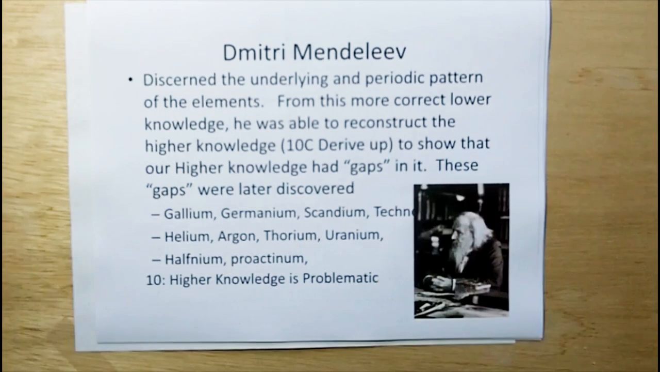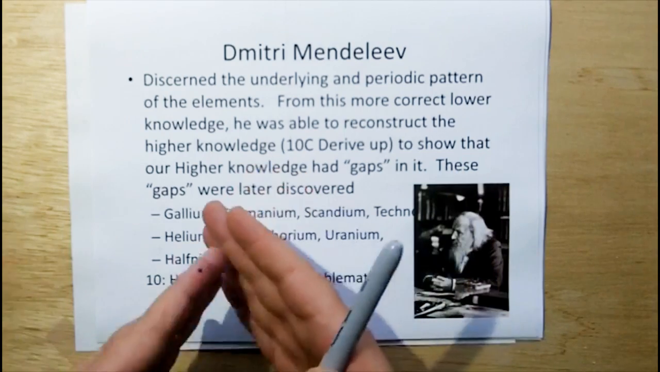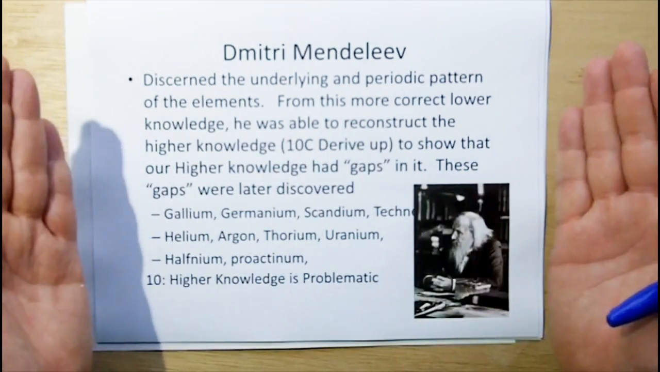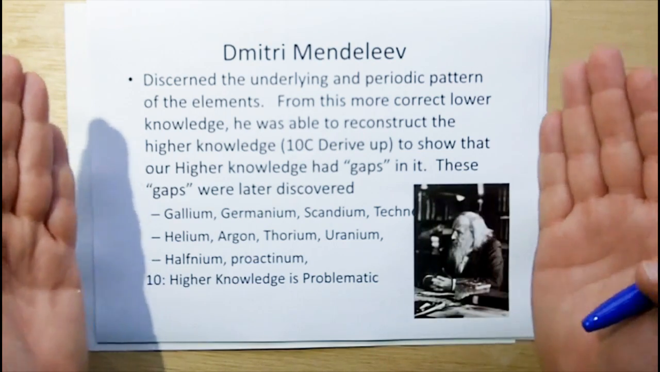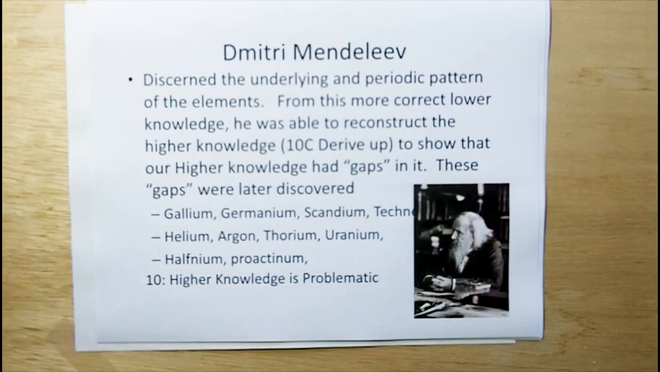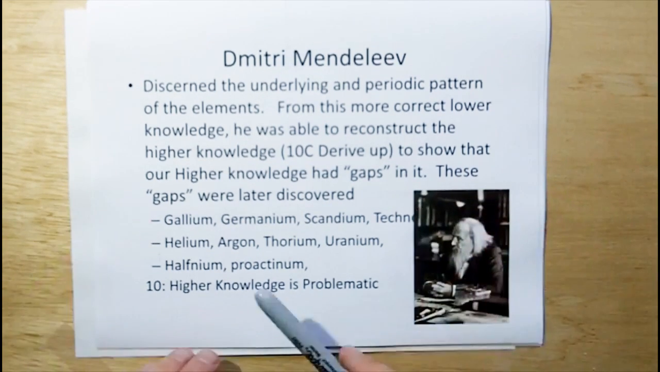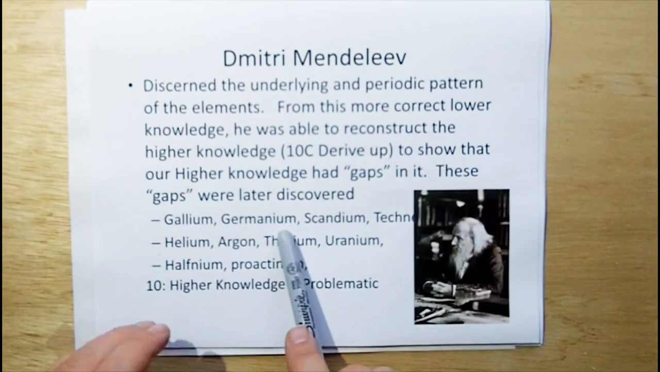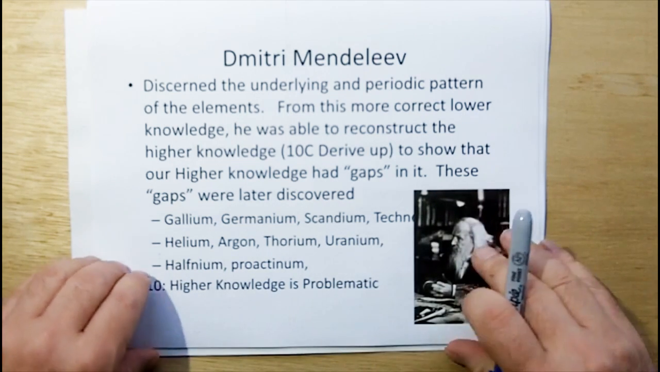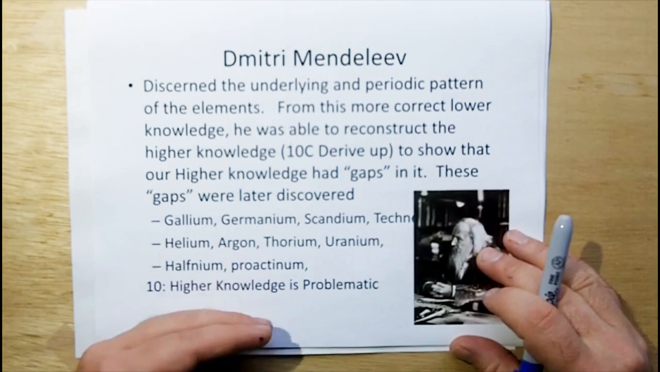And these gaps were later discovered, and these gaps were chemical elements that, according to his lower knowledge, had to exist. By using his lower knowledge, he developed a table that said this has to be full, and there must be elements in all these empty slots of the new periodic table he developed from the lower knowledge. And those gaps were later filled, and these were gallium, germanium, scandium, technetium, helium, argon, thorium, and so on. And that's why higher knowledge is problematic.